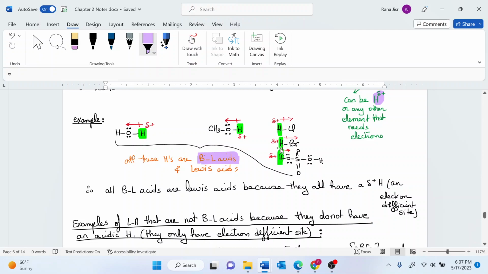and Lewis acids. Now, the opposite is not true. So we said that all the Bronsted and Lowry acids, because they have an electron deficient site, are Lewis acids. But the opposite is not true because Lewis acids also can be acids with no hydrogen. And this is not the definition of Bronsted and Lowry acids. So if a Lewis acid doesn't contain a hydrogen, it should contain an electron deficient site.